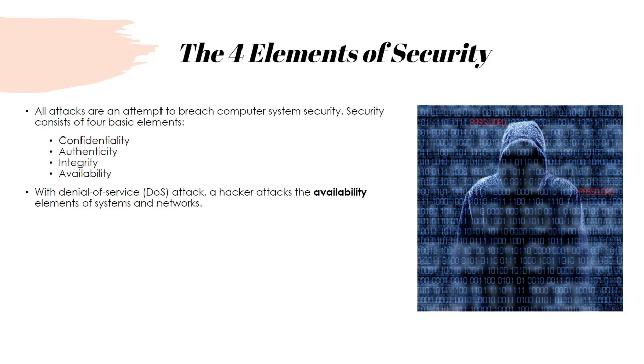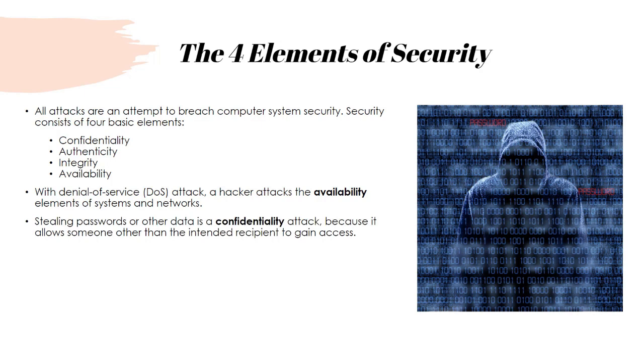That's the availability factor. And then stealing passwords or any other type of data is a confidentiality attack, because it allows someone other than the actual recipient to gain access. They're hacking some type of network and they're looking to get information, passwords, records, whatever that may be. That's the confidentiality element. So it's very important to understand the different types of attacks within these 4 elements.